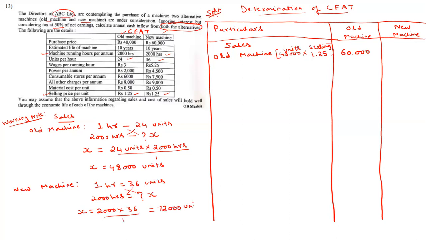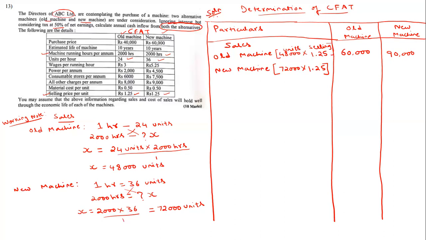So the working note holds good here. Now for the new machine, I'll be writing here in the table, new machine, we got 72,000 units, and that is multiplied with the selling price of 1.25 for the new machine. And if you multiply this, you'll be getting 90,000. So you got the required data, and then you calculated the sales.